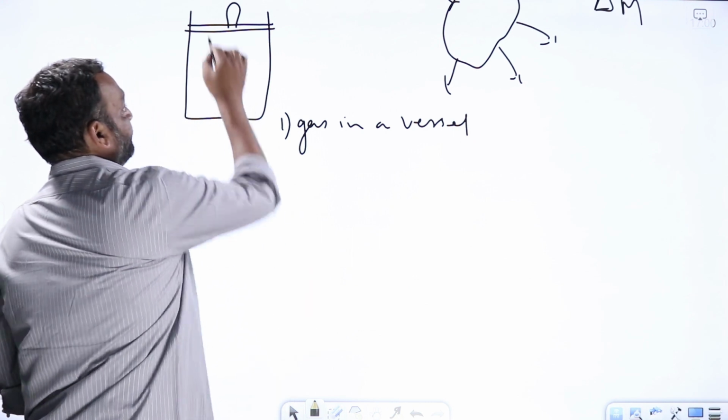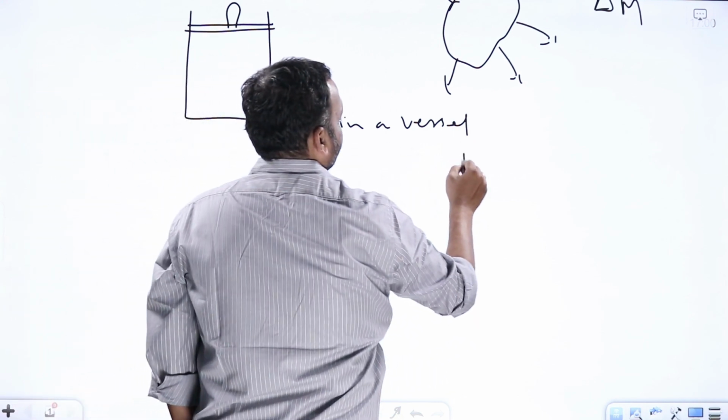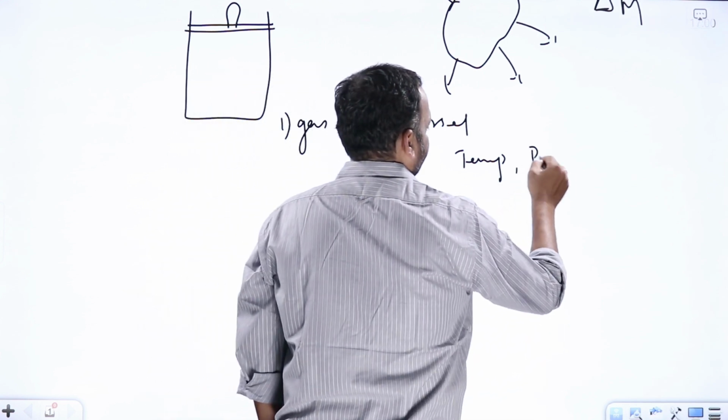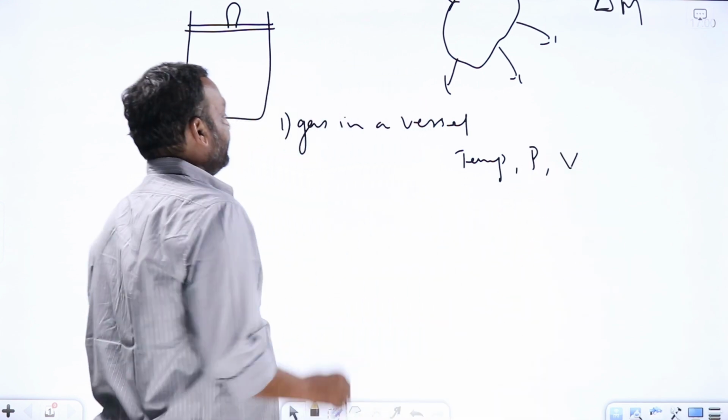Okay, cylindrical vessel fitted with a piston. What are the thermodynamic coordinates? Temperature is one important thing. Next one, pressure. And third one is volume. Okay, this is the first one.